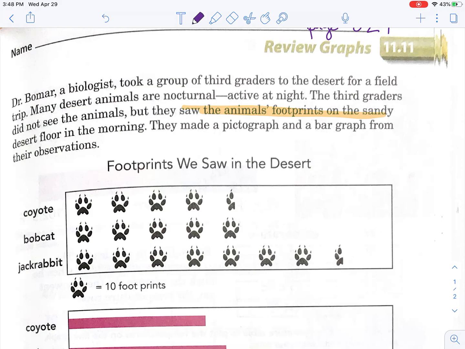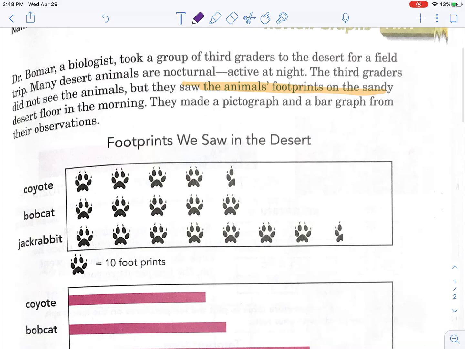Okay, so going back to that, let's read this pictograph. So if I were to look at this, and 1 paw equals 10, so this is 10, 20, 30, 40, and this row would be 50, but that's only half of 50. What's half of 10? That's 5. So I would know that the coyotes, they saw 45 coyote prints.